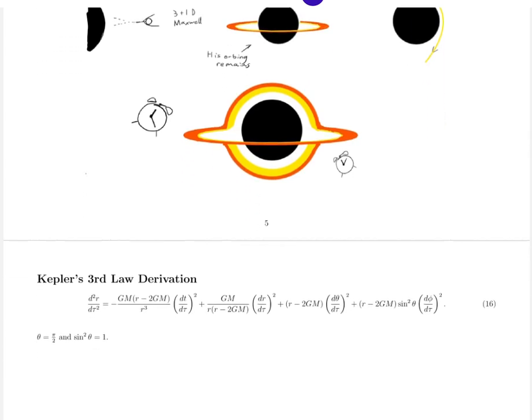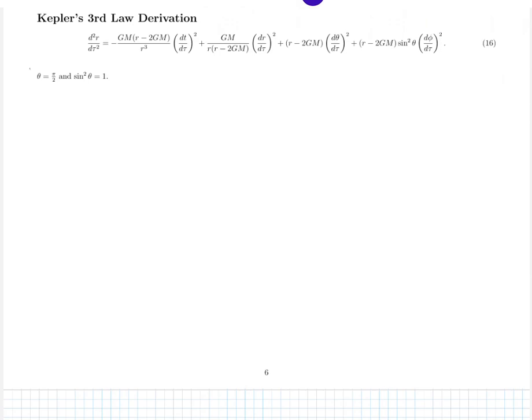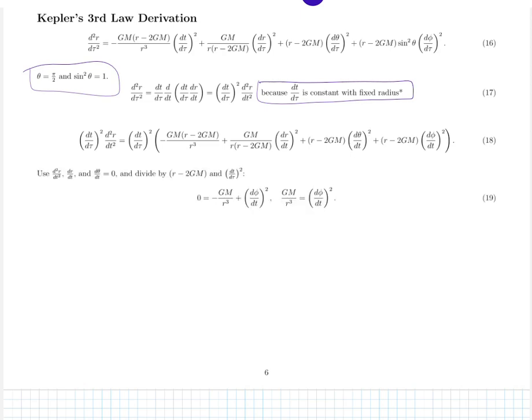To get Kepler's third law, we start with the radial geodesic, and we set up a circular orbit with the following parameters. We use the chain rule to split derivatives with respect to tau into derivatives with respect to coordinate time to produce this equation, which we're allowed to do due to the proof in part 1. Next, we use the fact that radial acceleration, radial velocity, and polar angle velocity are all equal to 0, and then we divide through by r minus 2GM and dt by d tau all squared to give us the following two equations.